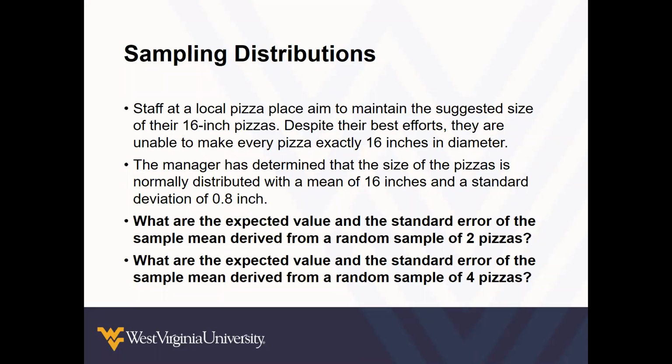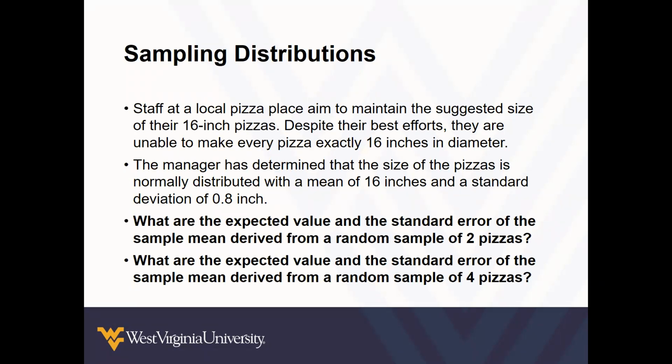Let's apply what we've learned about sample statistics so far. The staff at a local pizza place serve a 16-inch pizza, but despite their best efforts, not every pizza comes out at exactly 16 inches. The manager has determined the size of the pizza is normally distributed with a mean of 16 inches with a standard deviation of 0.8 inches.